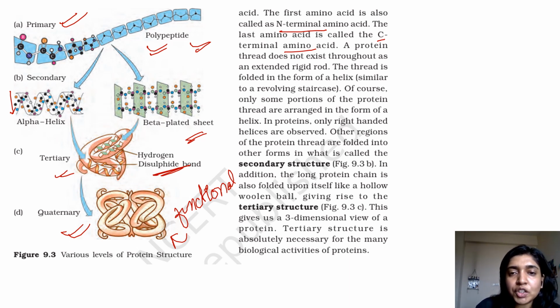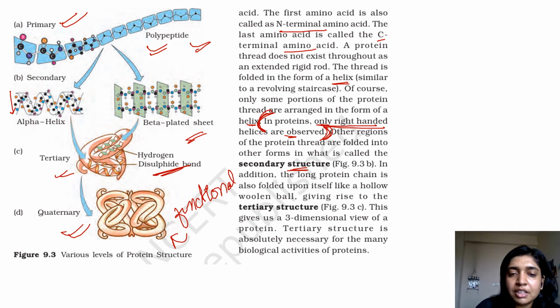A protein thread does not exist throughout as an extended rigid rod. The thread is folded in the form of a helix. Of course, only some portions of the protein thread are arranged in the form of a helix. In proteins, only right-handed helices are observed. This is an important statement. Whenever we are talking about proteins, only right-handed helices are observed. Other regions of the protein thread are folded into other forms known as secondary structure.